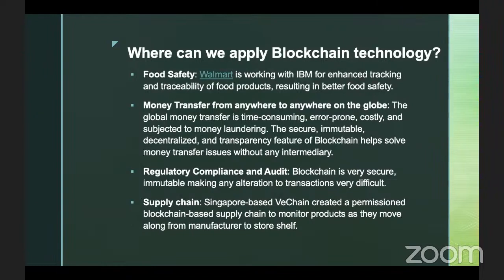So where can we apply blockchain? You can apply it in many other areas. Let's say food safety. Currently Walmart is working with IBM for enhanced tracking and traceability of food products, resulting in better food safety. For all this procedure, they need a technology like blockchain, which is self-managing. No human interference is required. And money transfer from anywhere to anywhere on the globe, without any third party monitoring you, like Bitcoin.